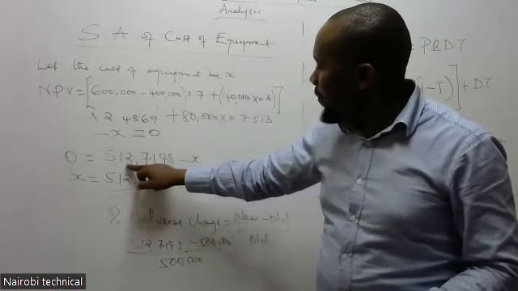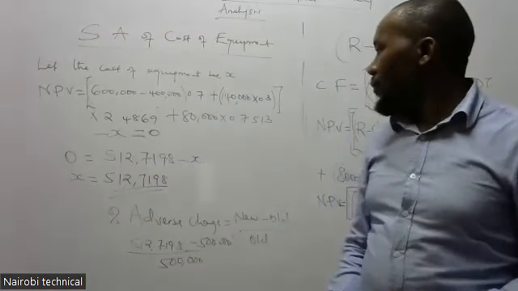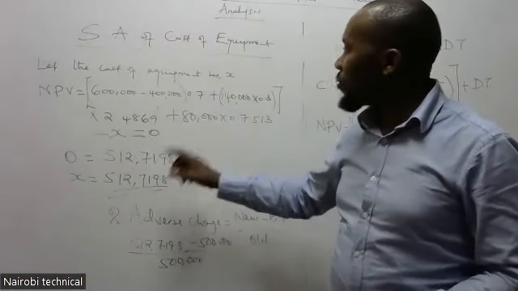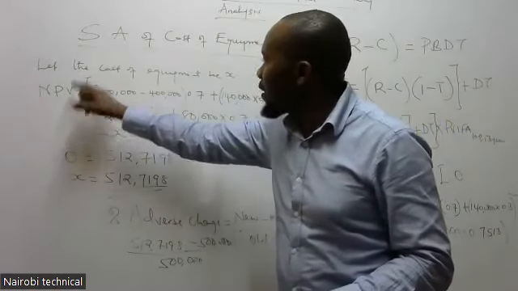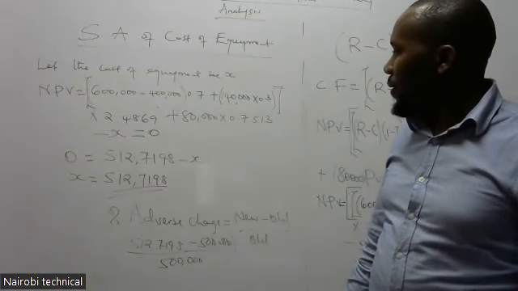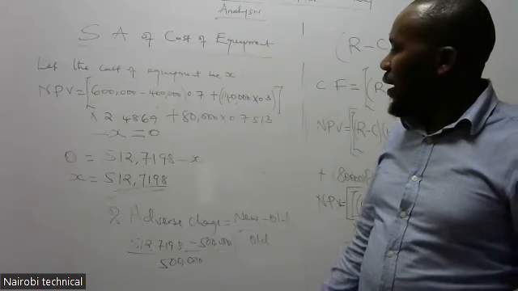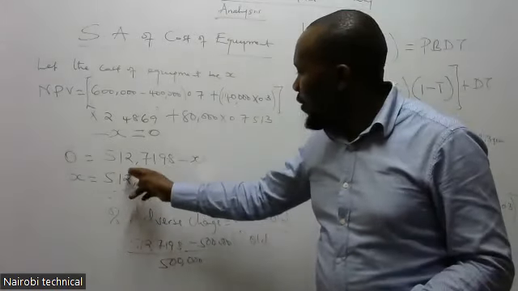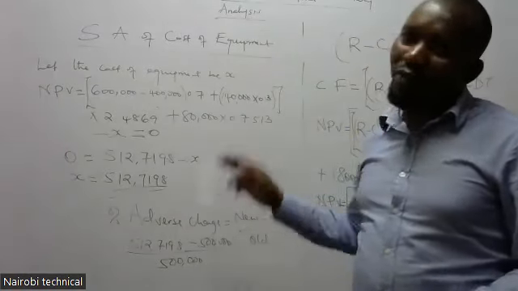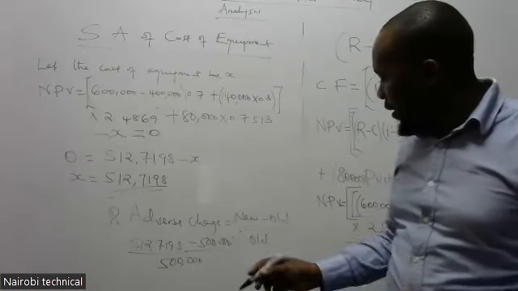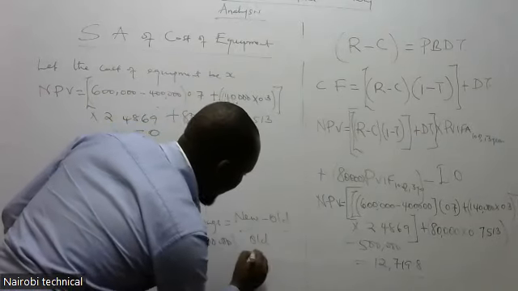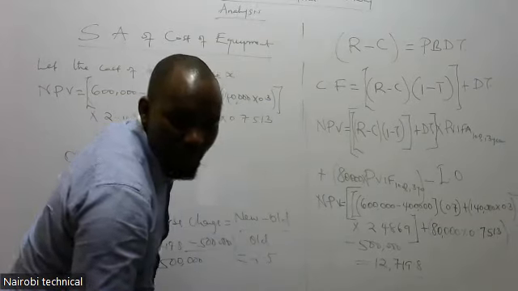So this one, 0 is equal to this minus X. Therefore, X is equal to 512.7. This is now the new value. So meaning that when NPV is 0, then the cost of equipment should be 512. Right? And this makes sense because if you check this one, the whole of this, you minus 500, you'll get the 12 that we were having before. So this one is okay, right? So you get the value there to be 2.5, yeah? 2.54%.